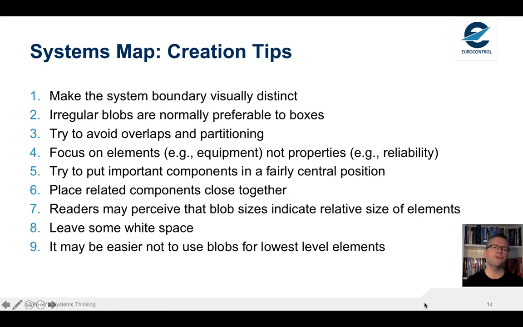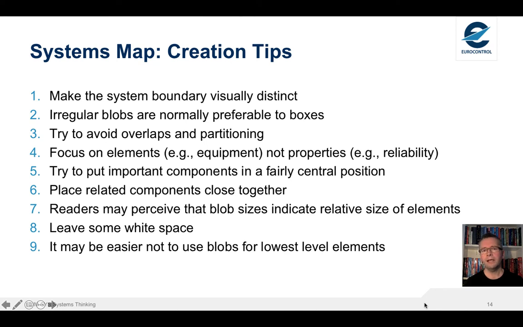And then finally, some creation tips. As you saw in the drawings I prepared earlier, just make the system boundary visually distinct so that you can see where the boundary of your system of interest is. Typically with this method, blobs are preferable to boxes, and that's quite typical of the method, so it doesn't look kind of like an engineering diagram. Try to avoid overlaps between the blobs and avoid partitioning blobs as well.